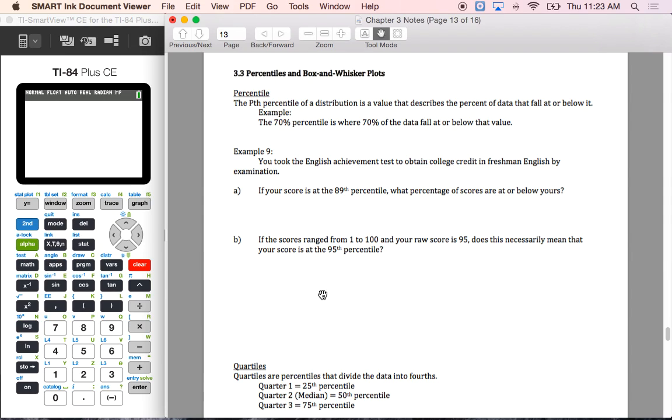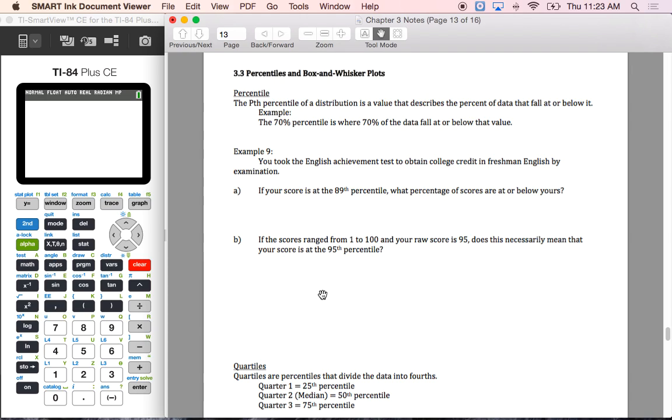Okay, 3.3 is percentiles and box and whisker plots. A percentile is a value that describes the percent of data that fall at or below it. So the 70th percentile is where 70% of the data fall at or below the value.